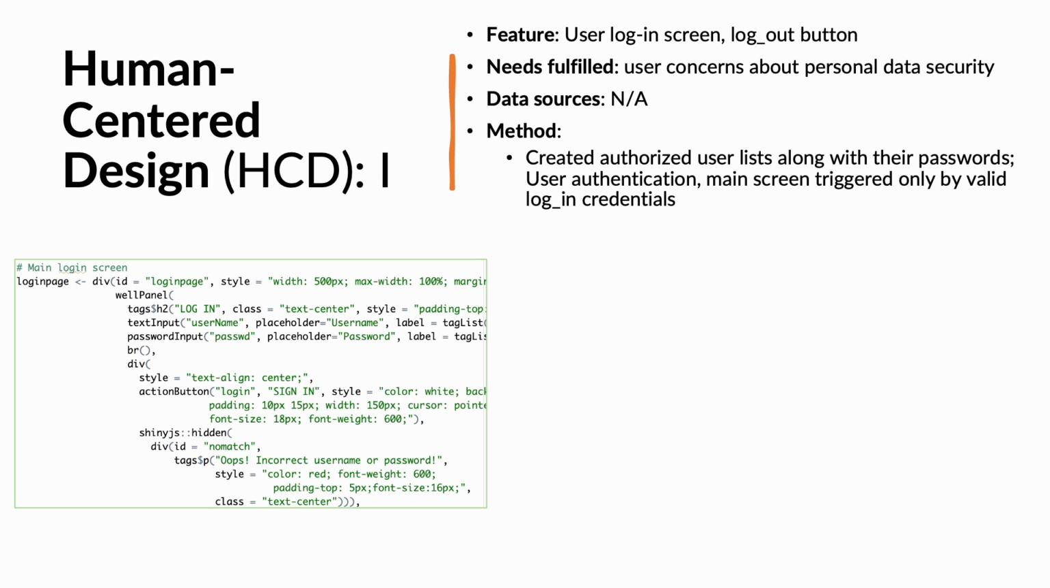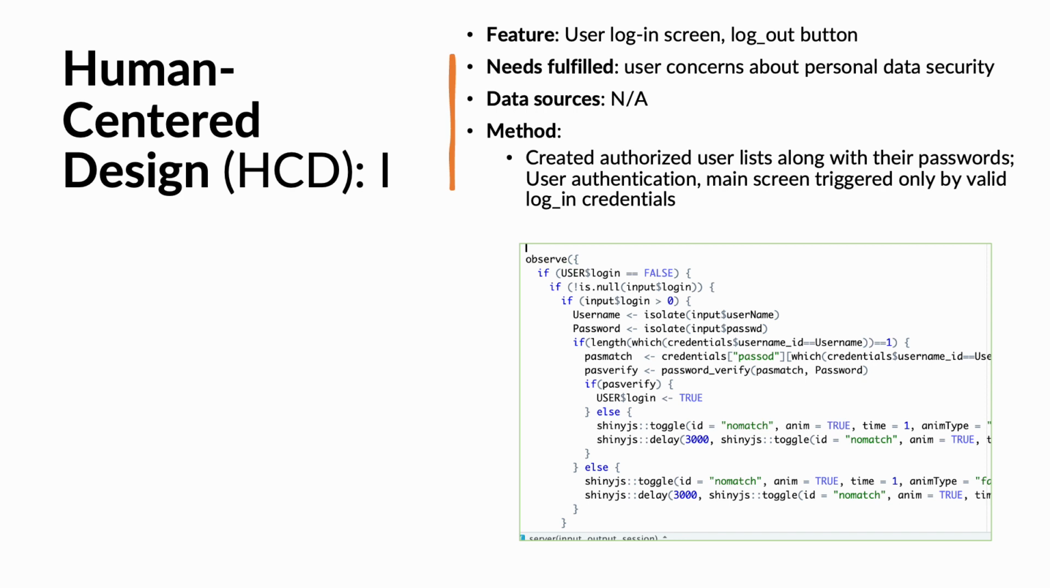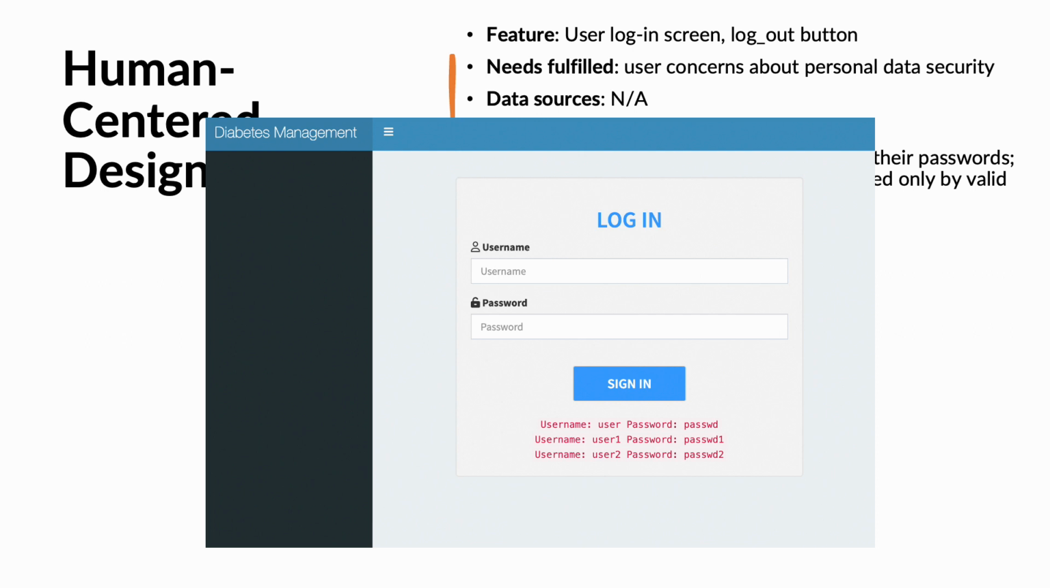Here is the code. On the login screen, you will see their text input field for username and password. There's action buttons, login, as well as for sign in. When there's mismatch, meaning that the credentials are not valid, there will be an error message. And here is the code in the server file, which does the checking to see whether the credentials were valid. And here is what my login screen looks like. Right now, I include a list of authorized users and their passwords in order for testers to test my app.